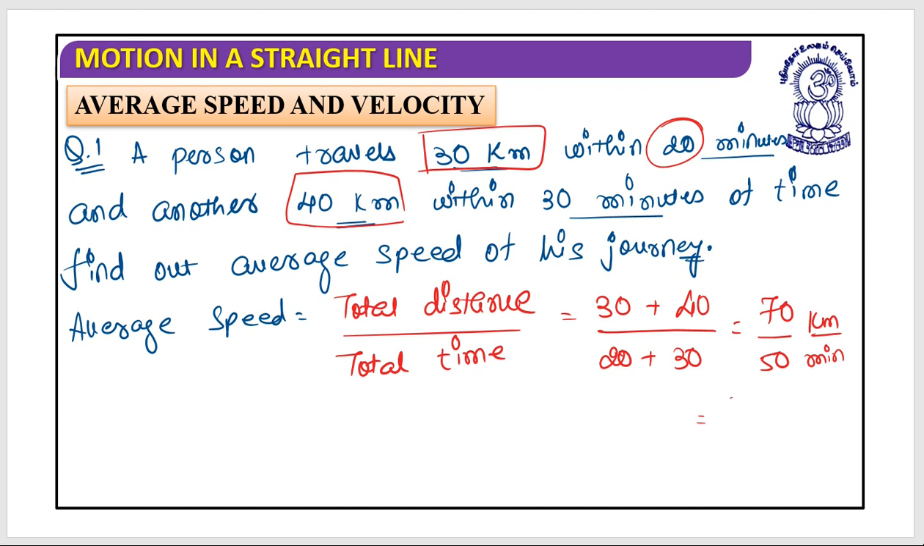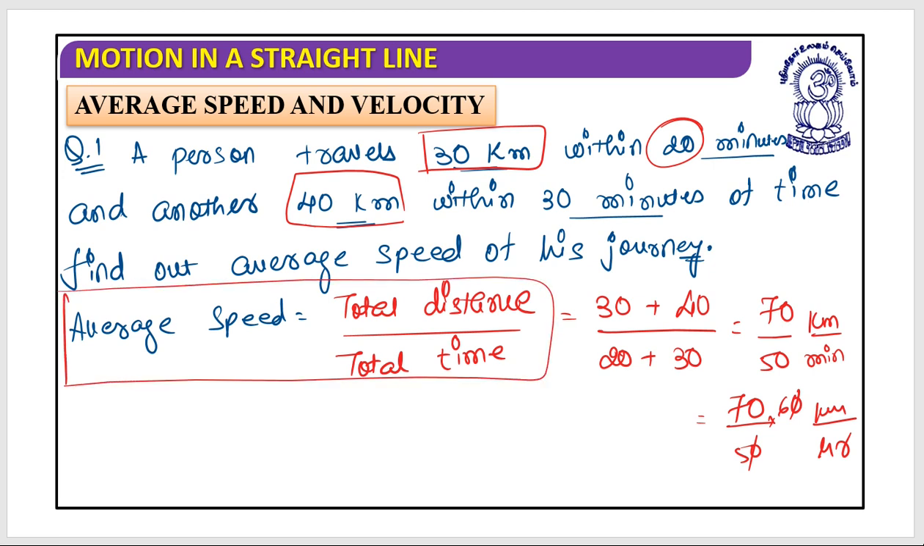So what I should do is 70 by 50 into 60. Yes, this is kilometer per hour. You can solve this. It says 70 into 6, it is 420 divided by 5. So it would be easier, but focus on this. Can you do this? This is the master formula of average speed.